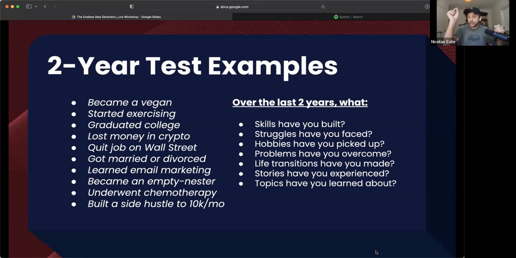But then you can get even more specific, right? You don't want to just write about veganism broadly. You want to write about how someone can get started being a vegan because you got started being a vegan, right? So the more that you can tie specificity to the 2-year test, the easier it is to start coming up with ideas to write about.